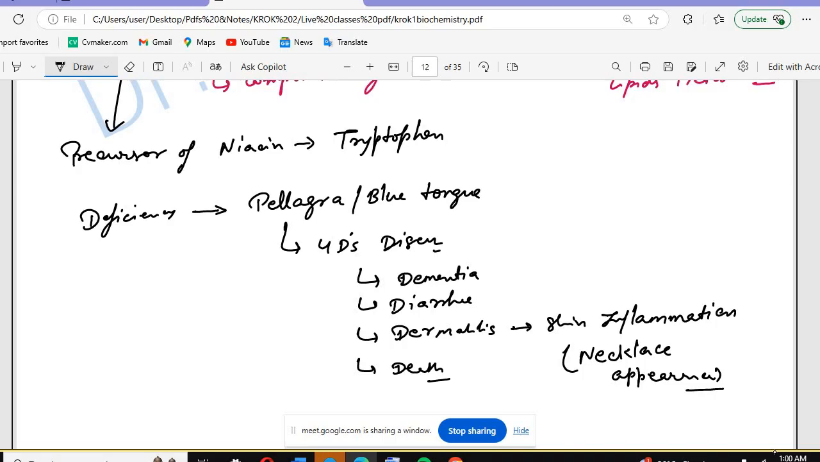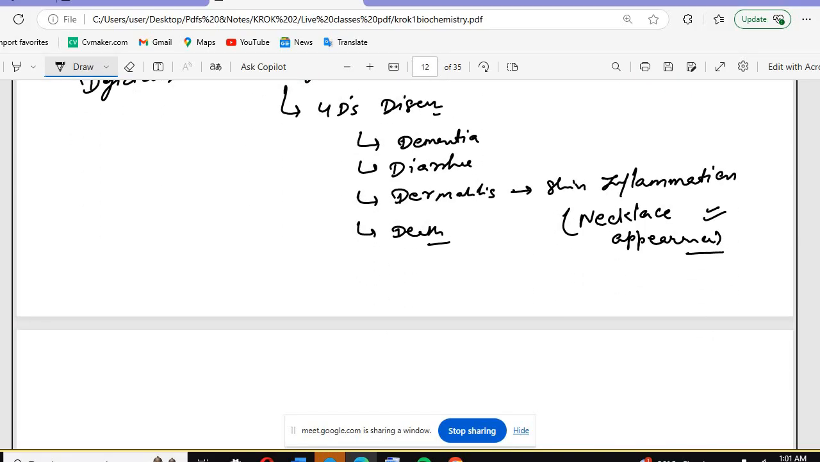vitamin B3 deficiency, where you will see the desquamative rash on the skin of an individual who presented with diarrhea and confusion. So we have dementia, we have diarrhea, and that diagnosis will be made of pellagra. The necklace pattern rashes will be there.